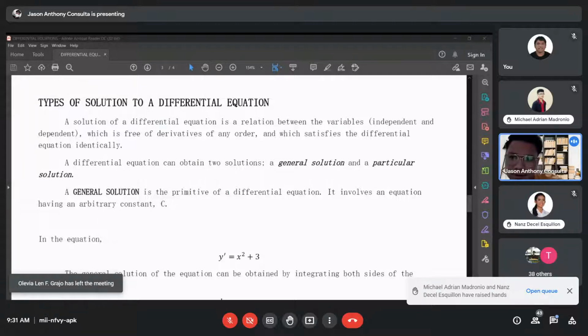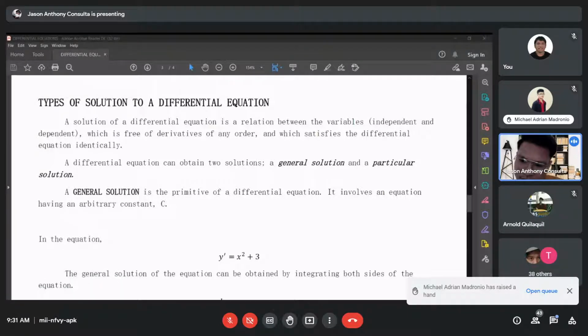Yes. Uy, dalawa sila. Nauna si Michael. Sige, Michael muna. Ikaw muna yung si Michael and si Nance. Ikaw muna, Michael.